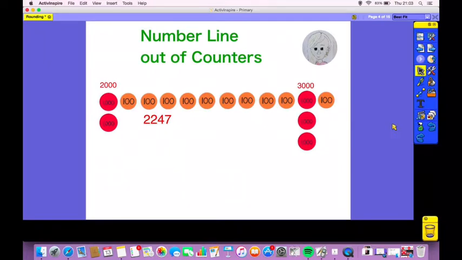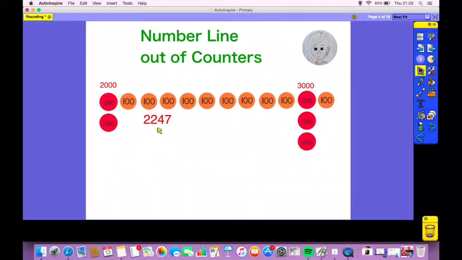You could lay out counters. I've gone for hundreds here. But I'm going to round to the nearest 1,000. So I've got my thousands there, and I can place my number whereabouts it would go. So I've got sort of 2,000, so this would be 2,100, 2,200, 2,300, etc.